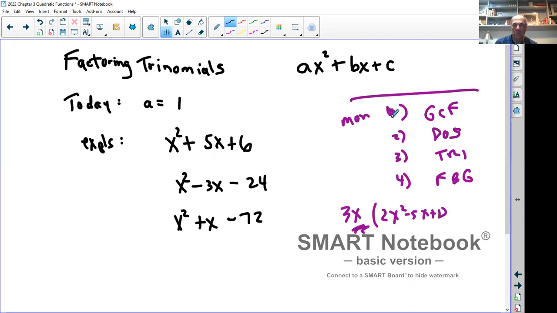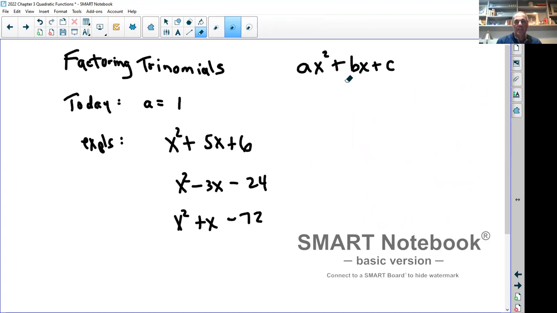So monomial goes with 1. Difference of squares is always a binomial, so the second one is binomials. The third type of factoring goes with trinomials. And as we know, factoring by grouping is always 4 terms. Kind of related. GCF, factor out 1 term. Difference of squares is 2 terms. Trinomial is 3 terms. Factoring by grouping, 4 terms. 1, 2, 3, 4.